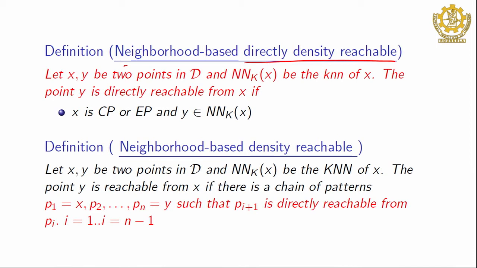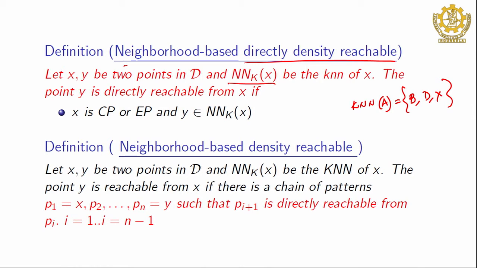What is that? Let x and y be two points in the data, and let N(x) be the KNN of x. The point y is directly density reachable from x if x is a core point or even point and y is in the k nearest neighbors of x. It is very simple. In the earlier example, what did we get? The KNN of A was B, D and X.